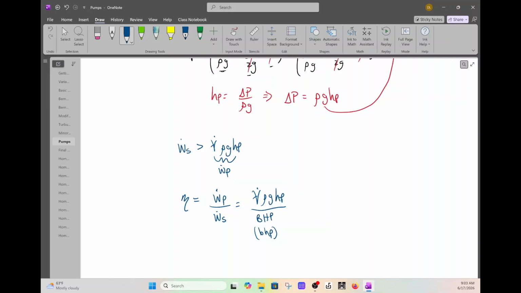So I'm pretty sure one of the homework questions goes through, okay, if the efficiency is say 80%, what is your actual shaft power? So what you would have to do is you take your V dot rho G HP and you divide by the efficiency. Okay, because this is always going to be greater because you lose energy.